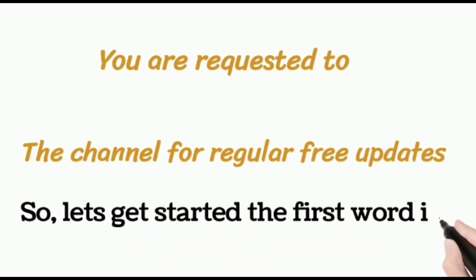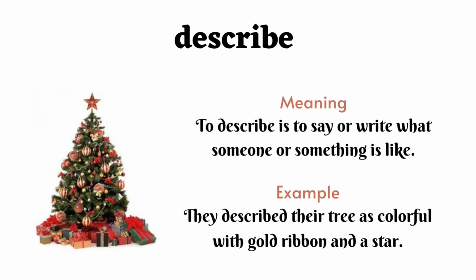The first word is describe. This word is a verb which means to describe is to say or write what someone or something is like. They described their tree as colorful with gold ribbon and a star.